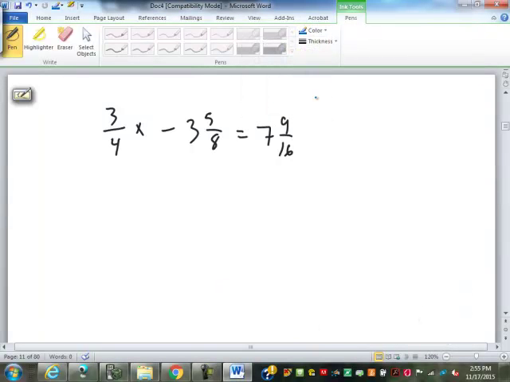Okay, so step 1 would be add the 3 and 5/8. So we've got 3/4 x equals, anybody? 11 and 3/16.